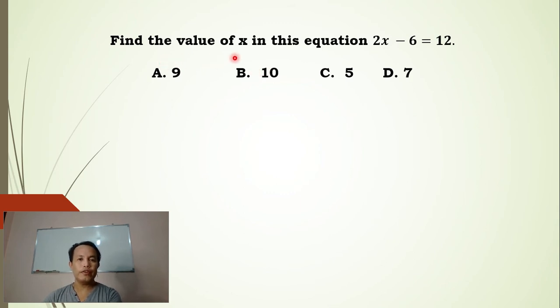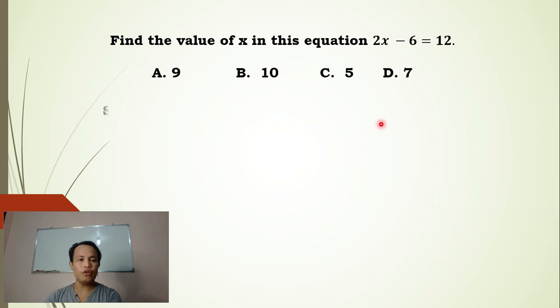Find the value of x in this equation. 2x minus 6 equals 12. Letter A, 9. Letter B, 10. Letter C, 5. And letter D, 7. So as you have observed, we have 2x minus 6 equals 12. We need to determine the value of x that will satisfy this equation.